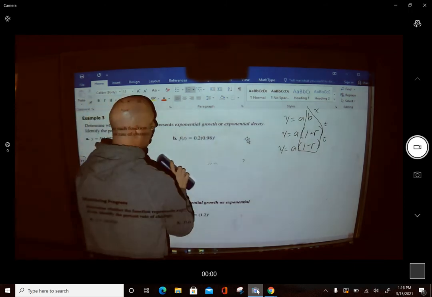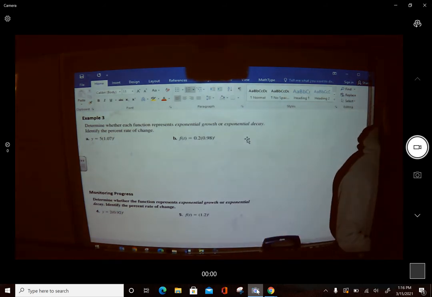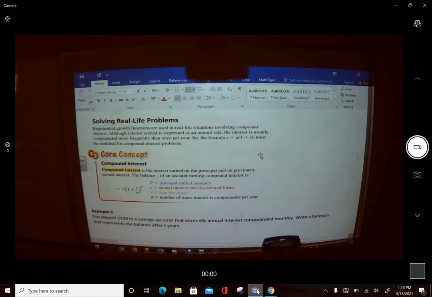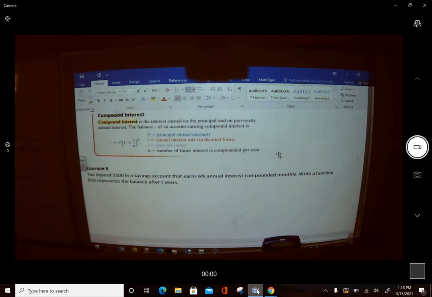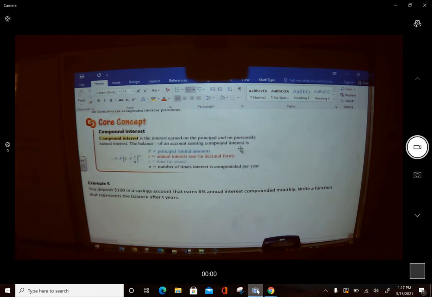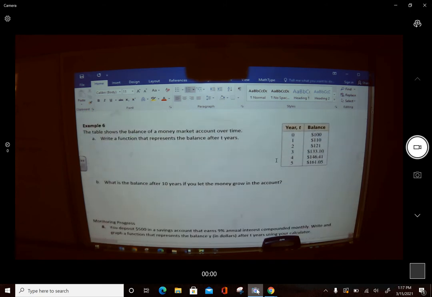And remember, you can always look to the book, but that's all it is. All they're saying is, what is your rate? What are you growing by, or what are you shrinking by? And I'm just going to continue on. Actually, example 5, you can look in the book for. It's just applying. We talked about it in class. It's just applying compound interest. Example 6 is one that's a little bit tougher, so I'm going to go over example 6.